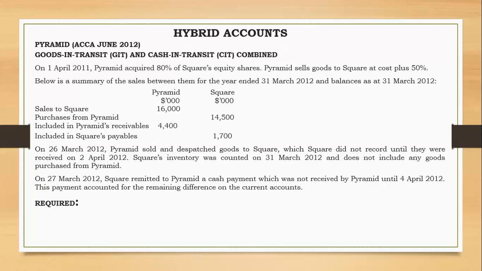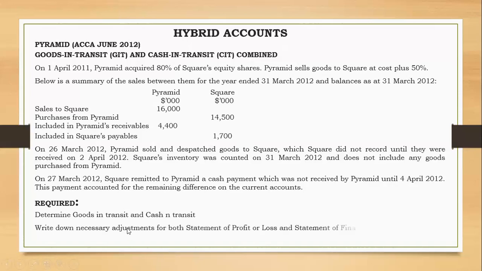Now, what are we required to do? Determine the goods in transit and cash in transit, and write down the necessary adjustment for both the statement of profit or loss and the statement of financial position. So that's what we have to do. That's our task right now. All right, to start, we could count the solution and we presume that all our figures are in thousands, of course, as $1,000 is given in the question.